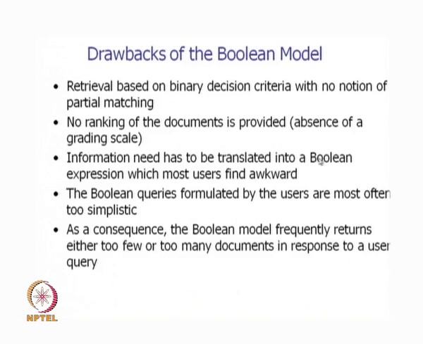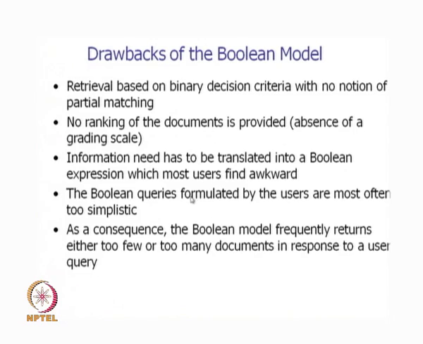Information need has to be translated into a Boolean expression, which is very difficult to do for most users. So, how can you say give me a document which has Delhi and either contains the word Qutub Minar or does not have the word parliament. So, these kinds of queries are never asked by the user. The user will simply put a query Qutub Minar in Delhi. Okay. Users do not even specify negation. So, this kind of query representation in terms of Boolean is unnatural. The Boolean queries formulated by the users are most often too simplistic.